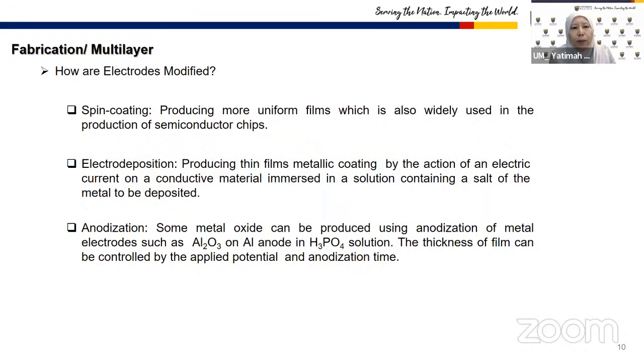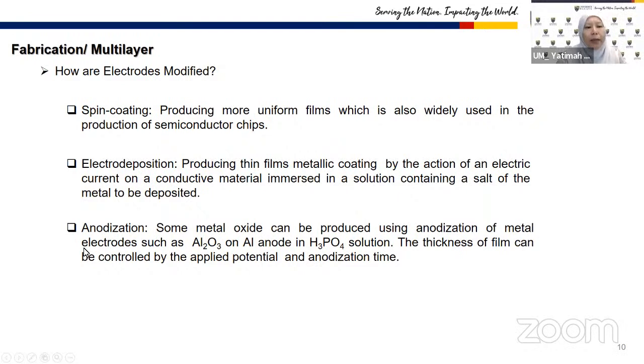But on the other hand, we also have spin coating. With spin coating, basically, we want something more uniform. And as I mentioned earlier, industries like chip production very much use spin coating techniques to form more uniform films. The other technique used for multilayer deposition on top of the substrate is called electrodeposition. This one uses electric current. We control the potential on the conducting material, and then we can see how the electroconducting material is deposited on top of the substrate.